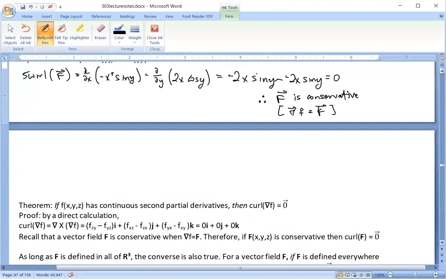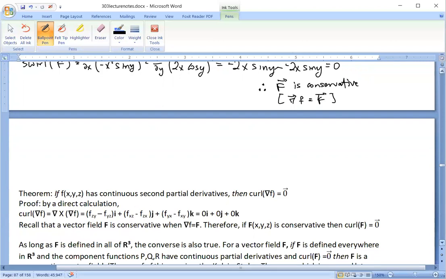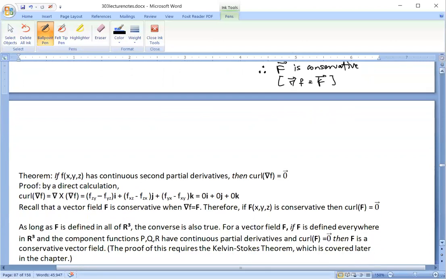So what about the converse? As long as the vector field is defined in all of R3, the converse is also true. So the statement for that is that if the vector field is defined everywhere in R3, and the component functions have continuous partial derivatives, and the curl of F equals 0, then we can say F is a conservative vector field. The proof of the converse of these statements always winds up being a little harder. And in this case, the proof requires the Kelvin-Stokes theorem, which we will get to in the future.